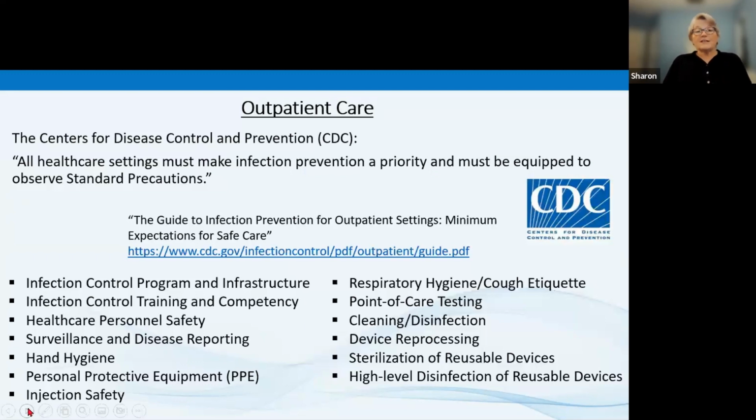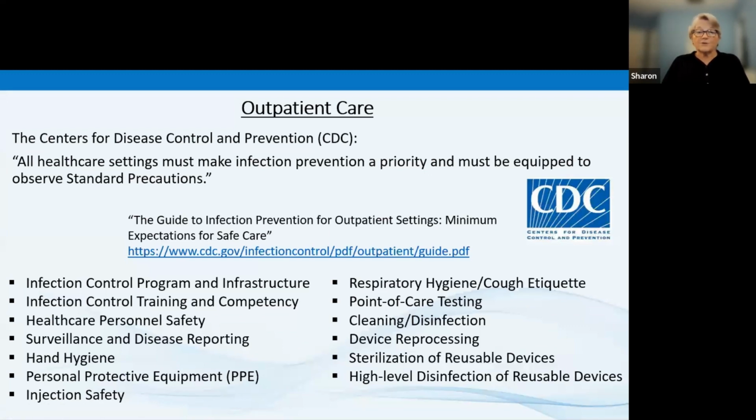Now, according to the CDC, all healthcare settings, regardless of the level of care provided, must make infection prevention a priority and must be equipped to observe standard precautions. Now, if you haven't already, I recommend you familiarize yourself with the Guide to Infection Prevention for Outpatient Settings, the minimum expectations for safe care, and its companion checklist too. It's Appendix A. It's the Outpatient Settings Infection Control Assessment Tools.